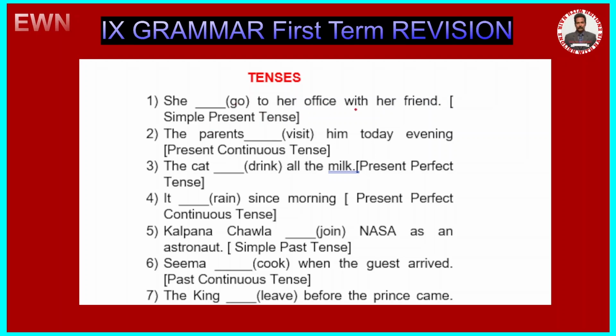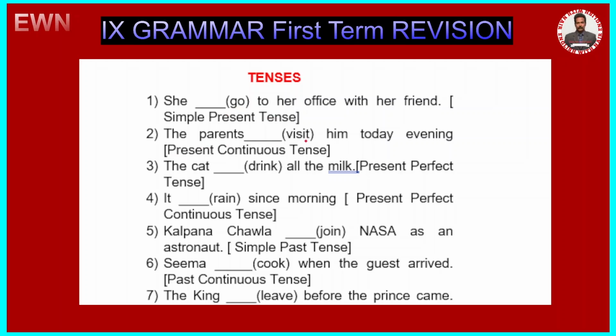Now you know this is something which is happening regularly. So whenever there is something that occurs regularly, then we use simple present tense. So she goes to her office with a friend. Here it will be goes. So we have to use the simple present tense.